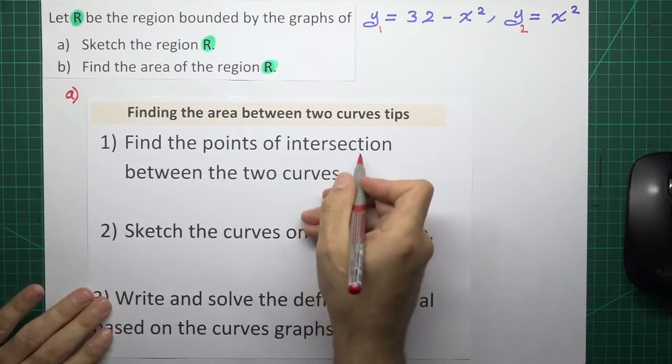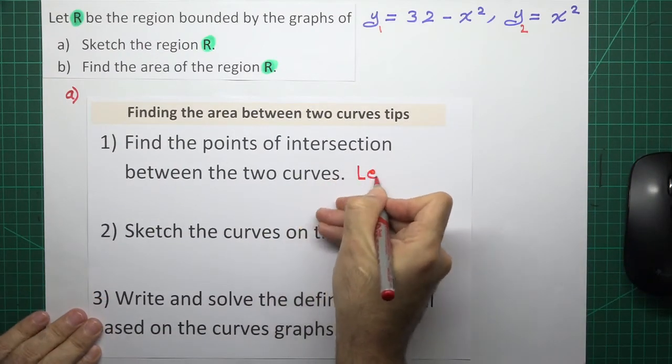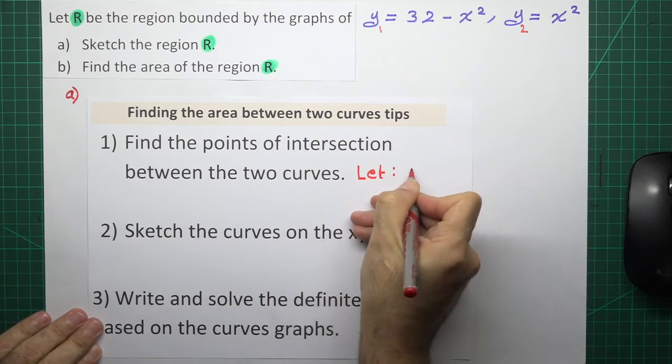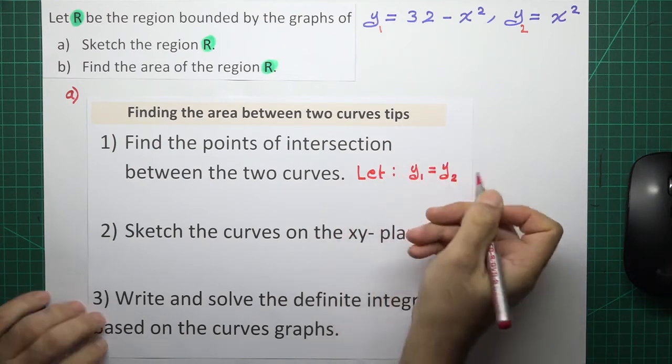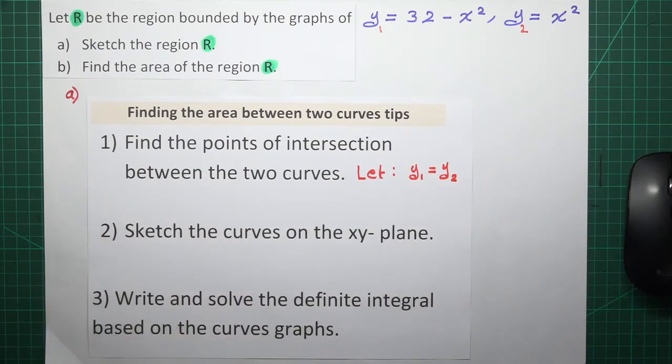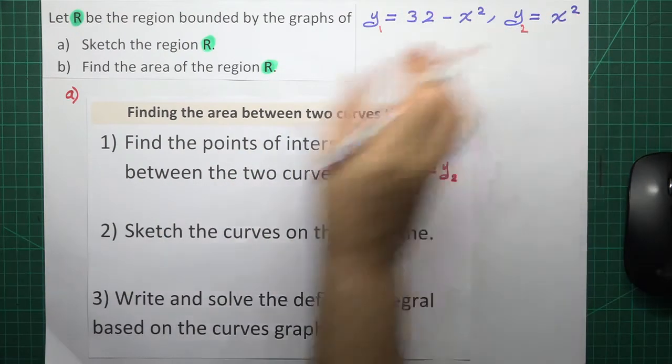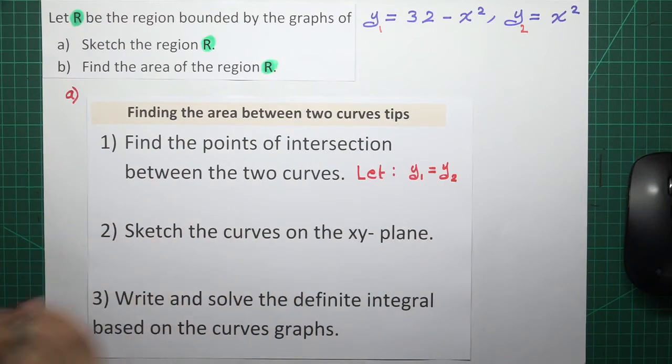Of course, we write that in order to do so, let y1 equals y2. So our first task is to find the points of intersection between this and this. These two graphs, if there are points of intersection between them, they will surely show up. A few seconds, I will be with you students.